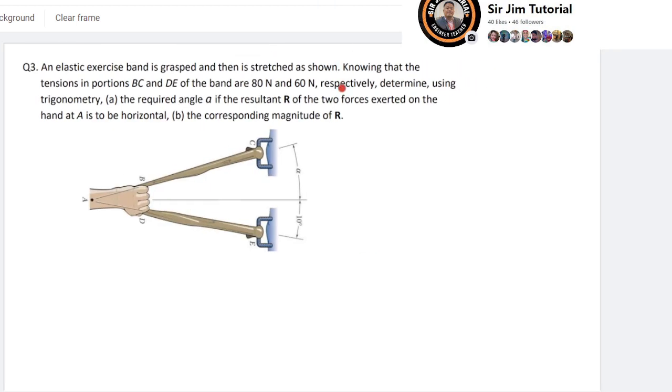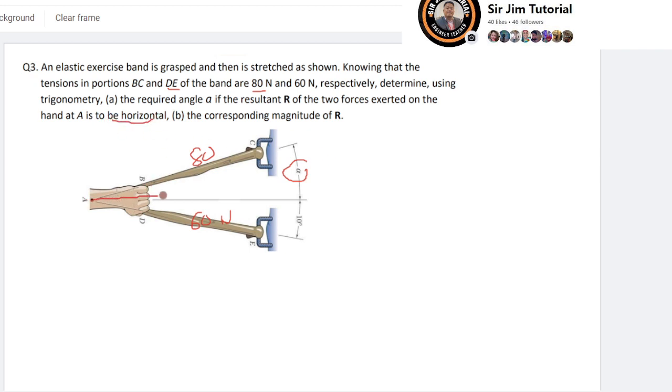Okay, let's have another problem. You have an elastic exercise band that is grasped and then stretched as shown, knowing that the tension in portion BC is equal to 80 Newton, and 60 Newton for D. Now determine, using trigonometry, the required angle alpha, if the resultant R of the two forces exerted on the hand is to be horizontal.